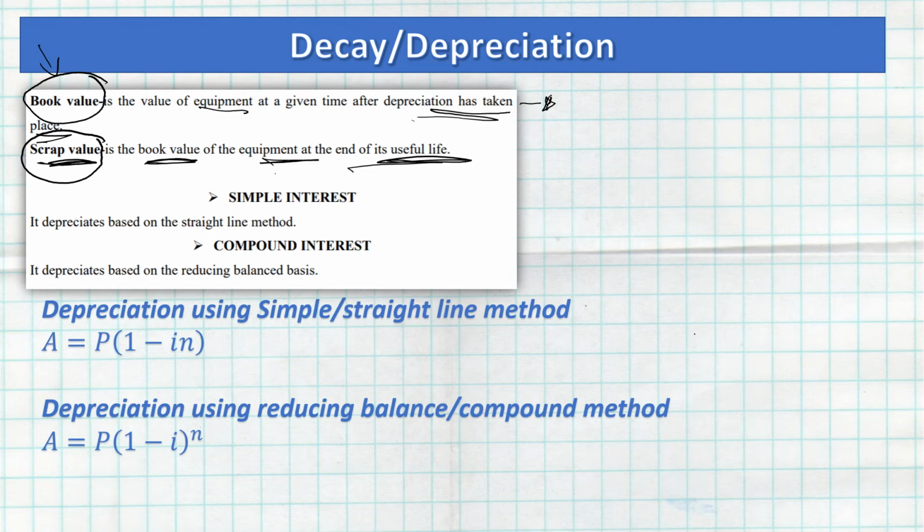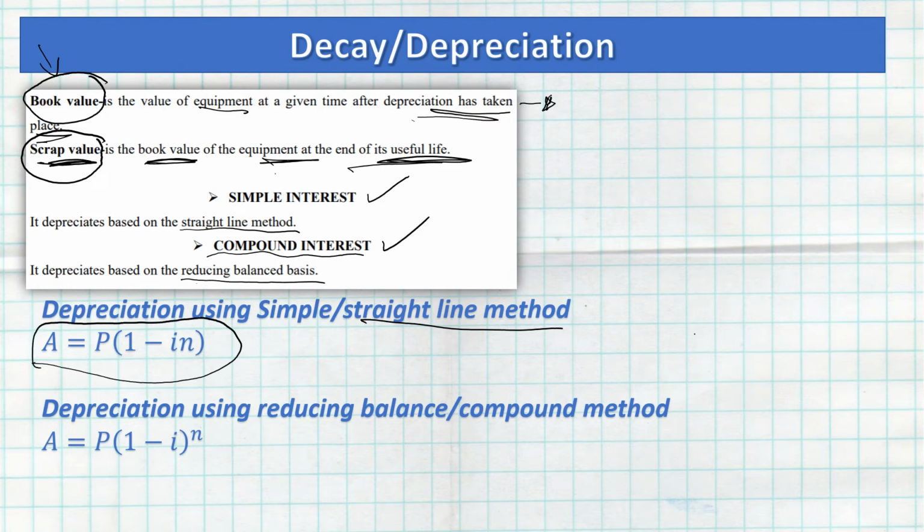Okay, so there are two ways in which items can depreciate. They can either depreciate on a straight line, and this we call using simple interest. So here it depreciates based on the straight line method. Also number two, it can depreciate on compound interest, that is, it depreciates on the reducing balance basis, right? So there are two different formulas that you can use. It depends on what the question is telling you. So if they tell you that depreciation is on a straight line method, you use the formula for simple interest.